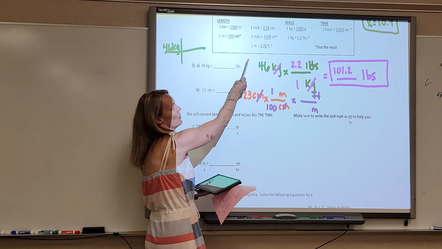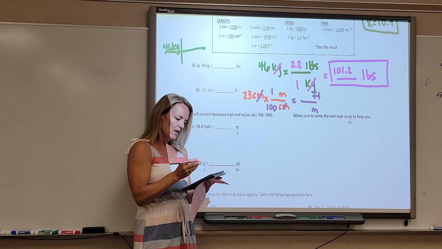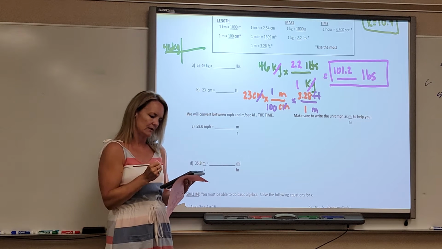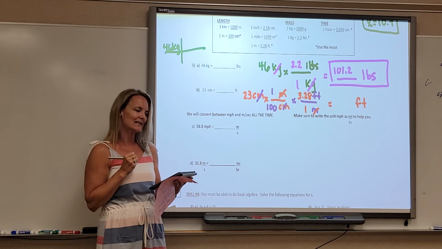For every 1 meter, there's 3.28 feet. All right, meters are going to cancel out. I'm going to be left with feet here.